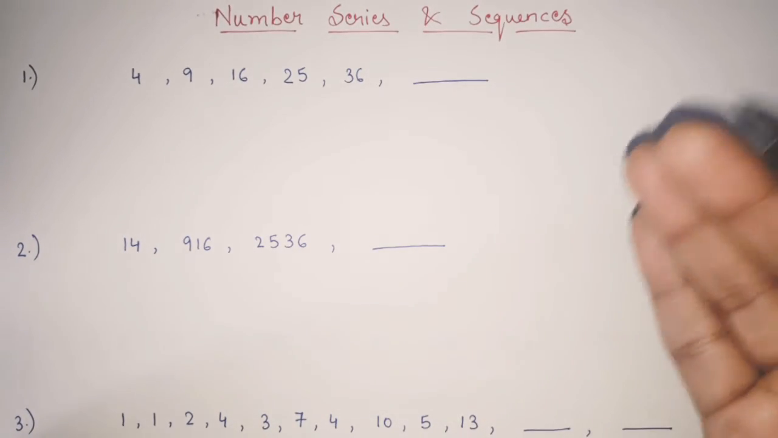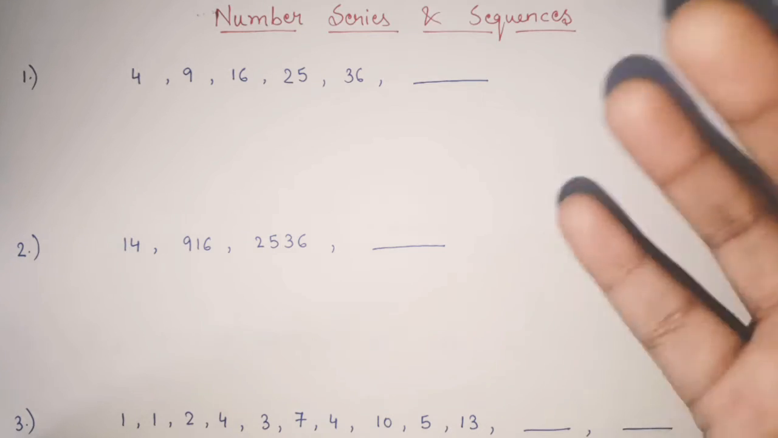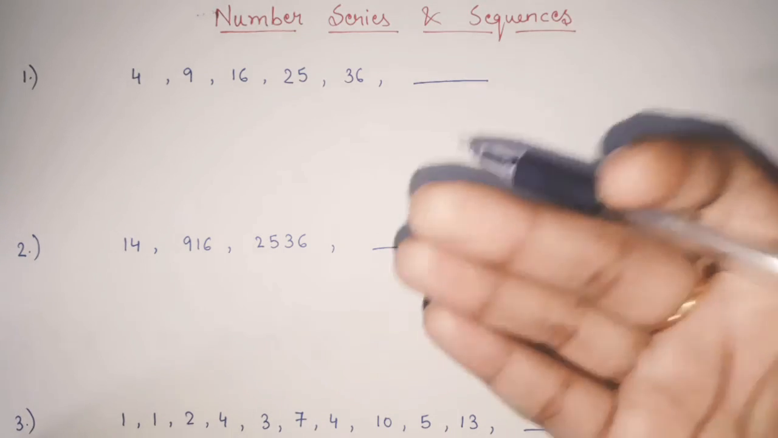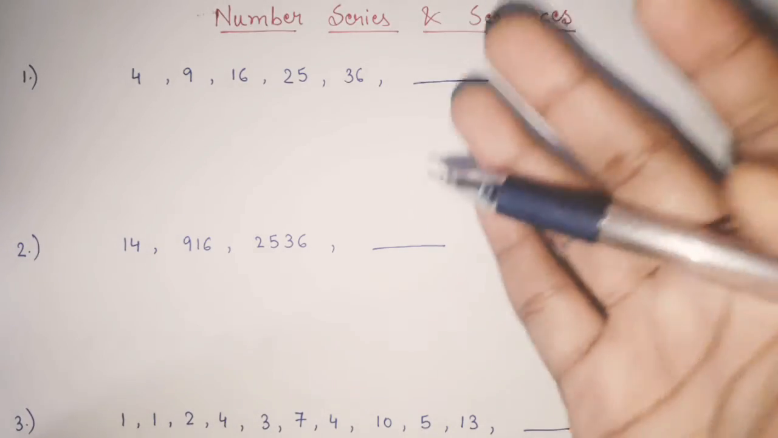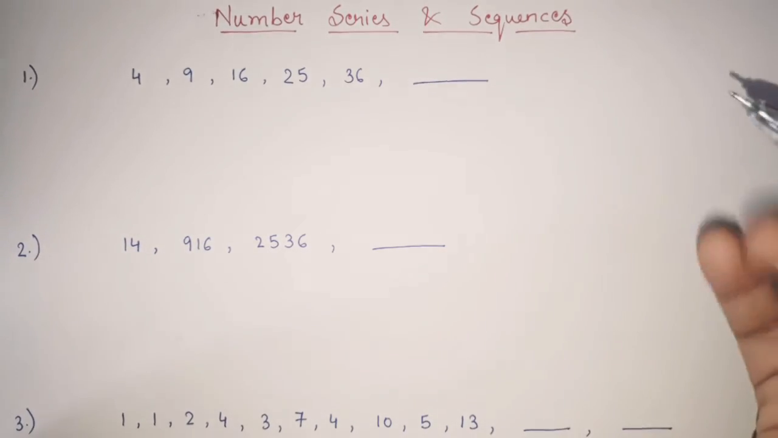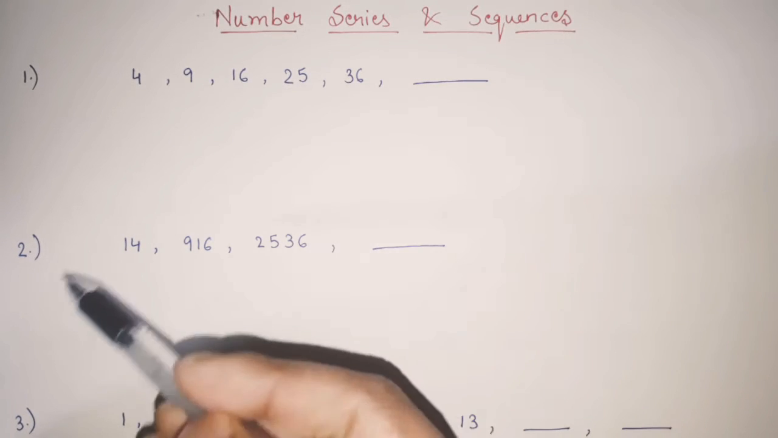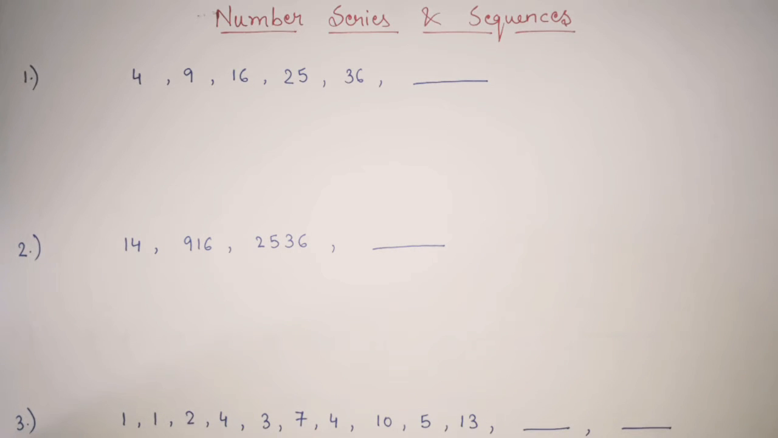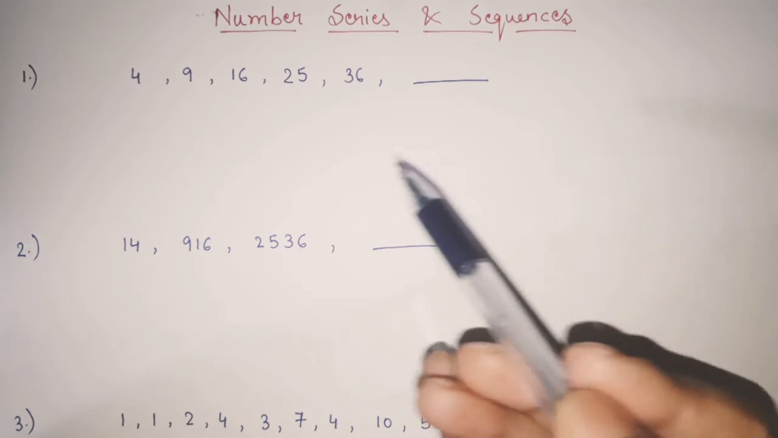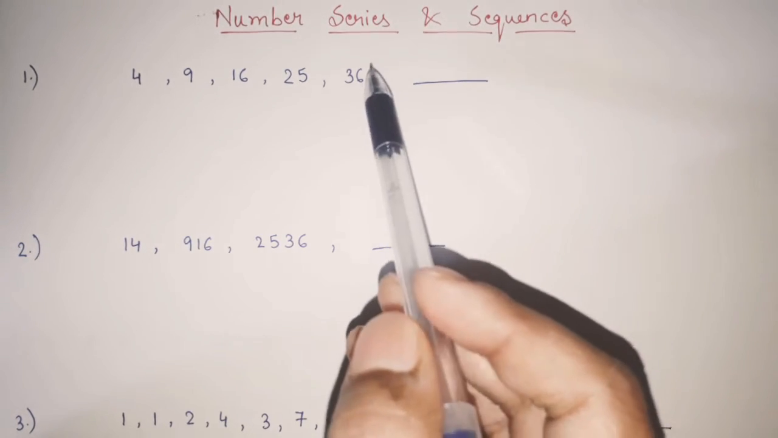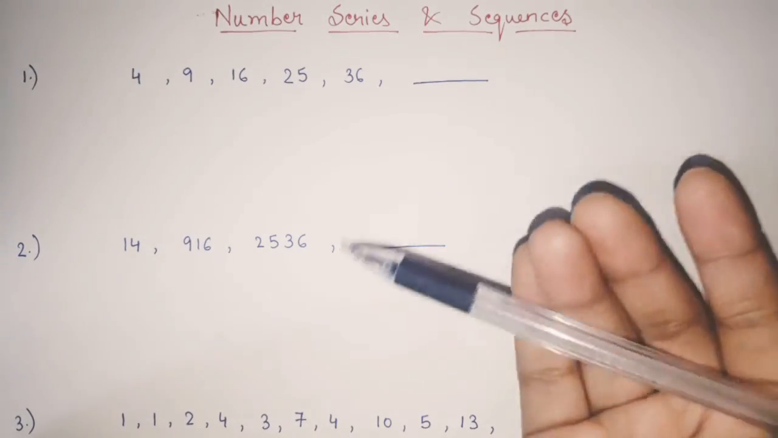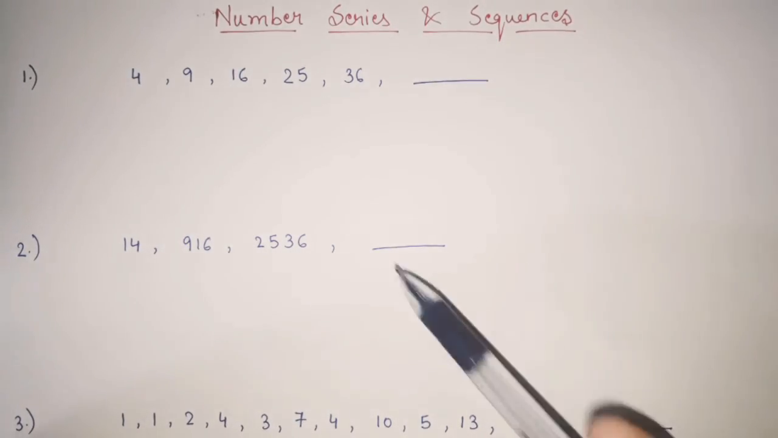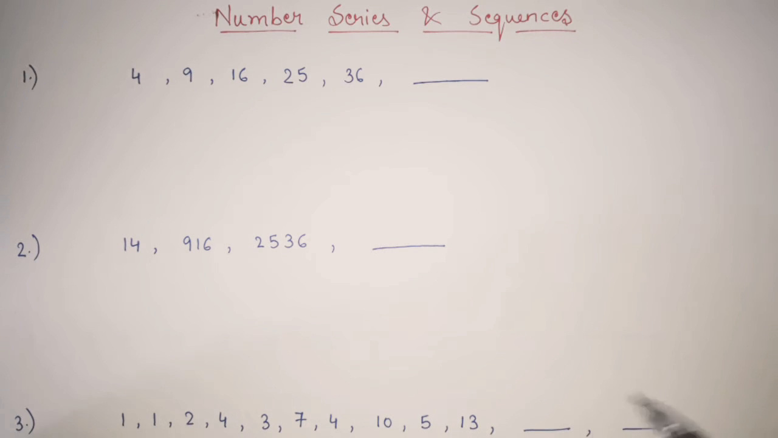Again, like any other topic, in this topic also, I will show you 10 to 15 different types of examples. In number series and sequences, they are giving you a particular sequence and then they are giving you one or multiple blanks to fill in. So you have to recognize the pattern of the given number series, and continuing that pattern, you have to write what will be the next possible number in that blank.